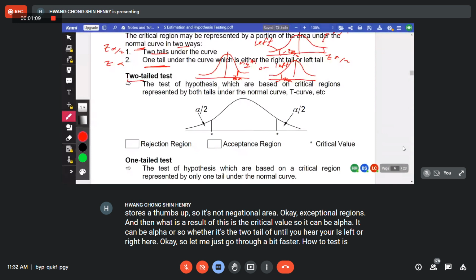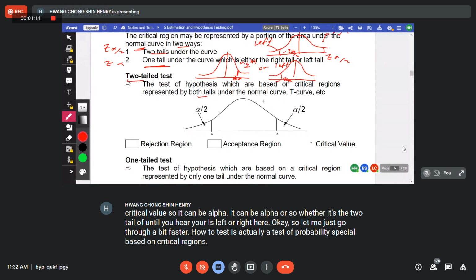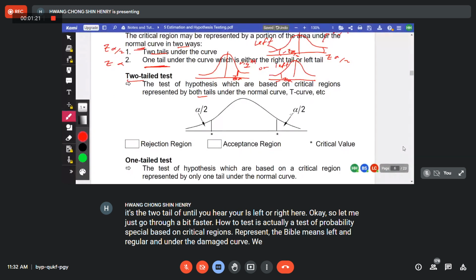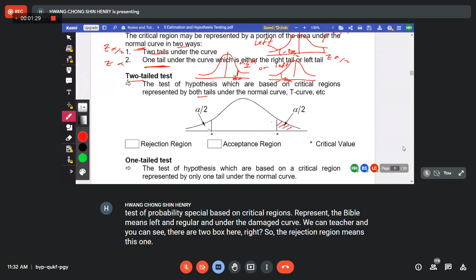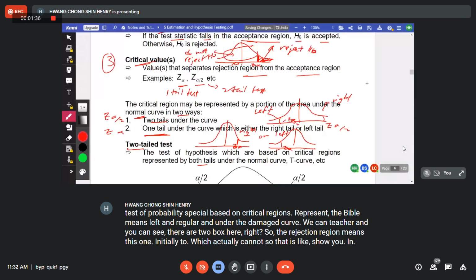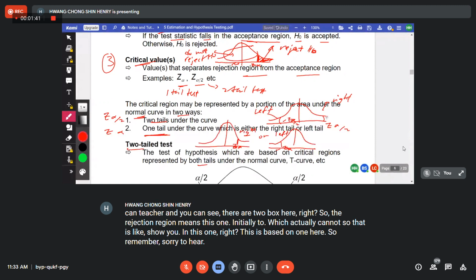A two tail test is a test based on critical regions represented by both tails, left and right, under the normal curve, or what we call the T curve. You can see there are two boxes here, right? So the rejection region means these two. That is what I showed you in this one, which is based on one tail. Remember, this one I draw two tails here, so these are the two rejection areas.